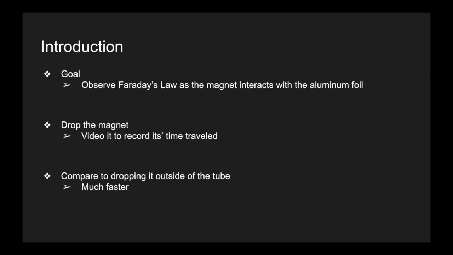To introduce this experiment, I will go over the basic goals, materials, and procedure that was used. Our goal is to explore the fundamental principle of Faraday's law. To do this, we will be dropping a magnet through a tube of aluminum foil.